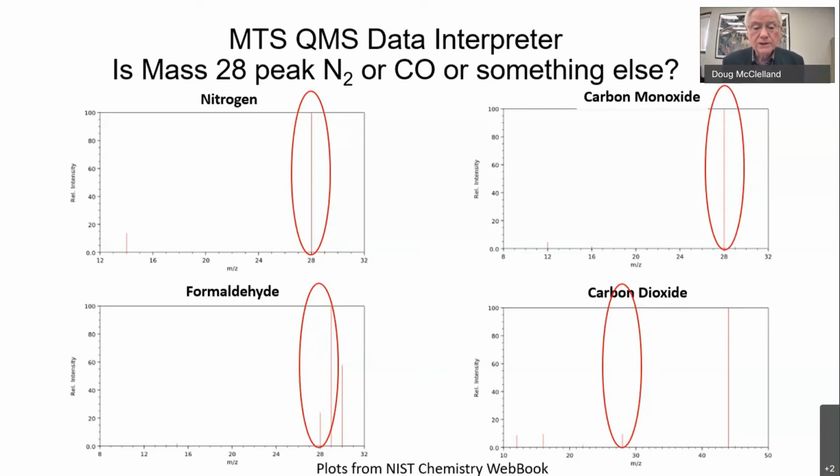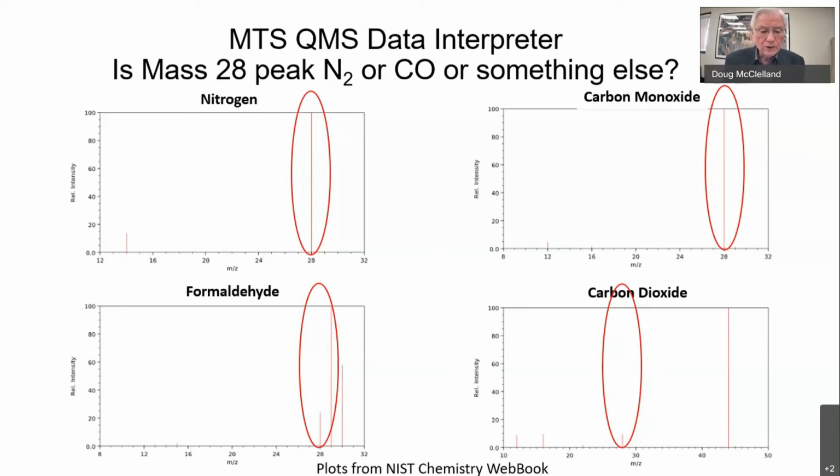Nitrogen, the dominant species, is the parent molecular ion at mass 28. There's also a mass 14 peak that appears. In carbon monoxide, that also appears at mass 28. So it also contributes at mass 16 as O+, and mass 12, C+. And so those fragments can occur.